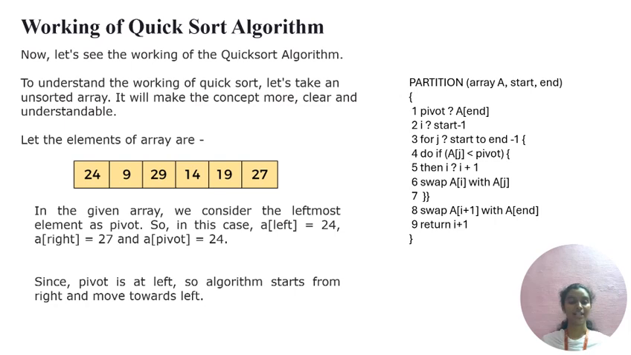In the given array, we consider the leftmost element as pivot. So, in this case, A of left is equal to 24, whereas A of right is equal to 27 and A of pivot element is 24. Since the pivot is at the left, the algorithm starts from the right and moves towards the left.